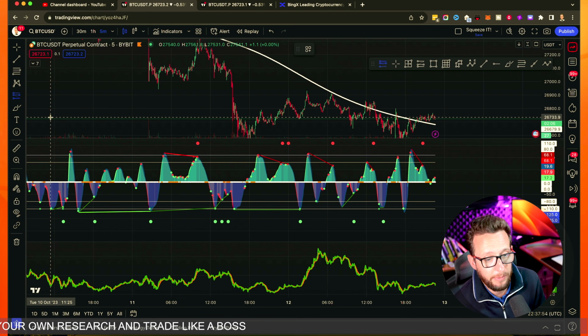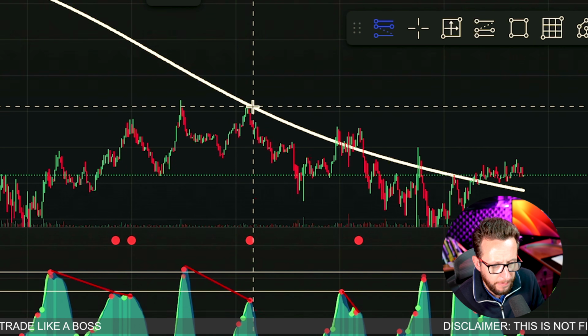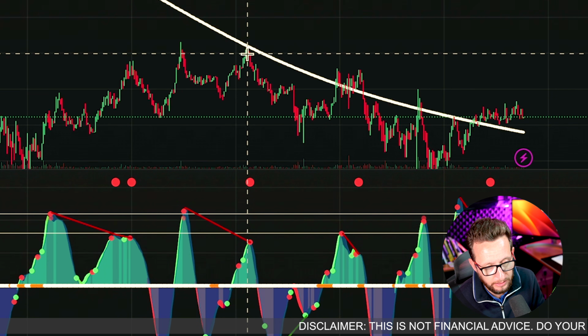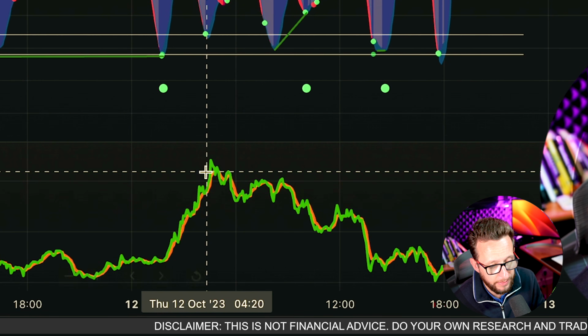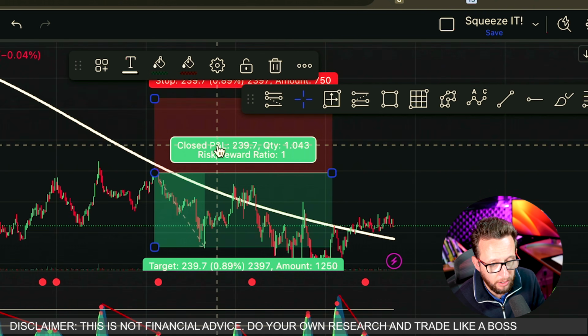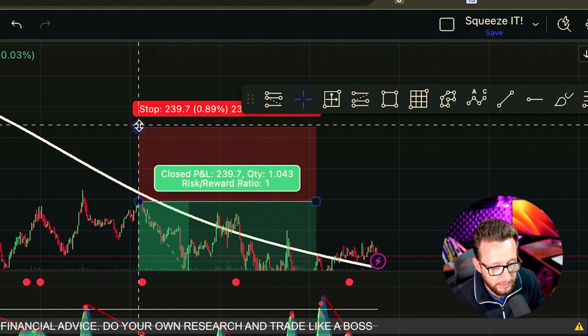So this is going to be our first entry just over here. We've got a red dot. We are below the T3, as you can see here on the chart. We also have the green above the orange as we expected. So we're going to set our stop loss to 0.9%. This is a percentage strategy.